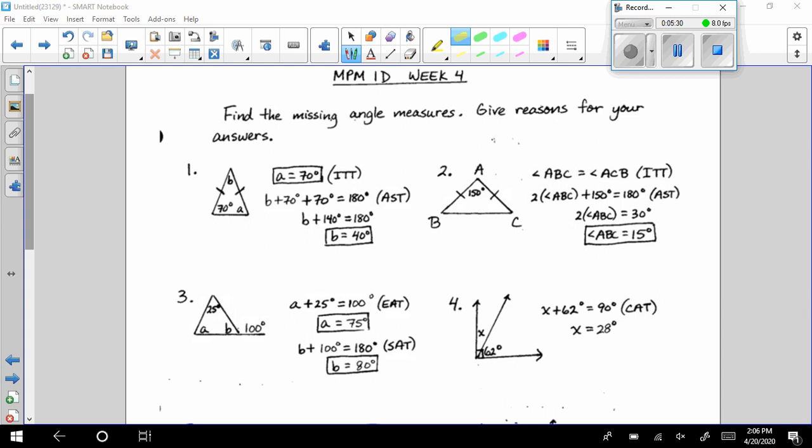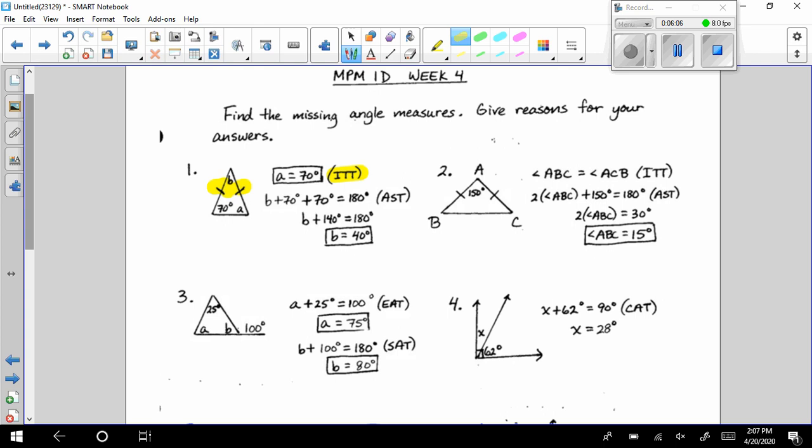Well, how do we put these relationships into practice? I've given us some examples here. We're being asked to find the missing angle measures and to give reasons for our answers. In question 1, I've got an isosceles triangle, and I know that that's so because these two symbols are indicating those two side lengths are equal to one another. So I can automatically say that angle A is equal to 70 degrees because of the isosceles triangle theorem. Note the acronym must be provided with the value.